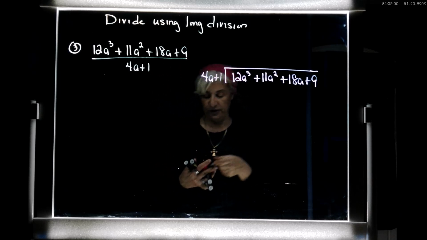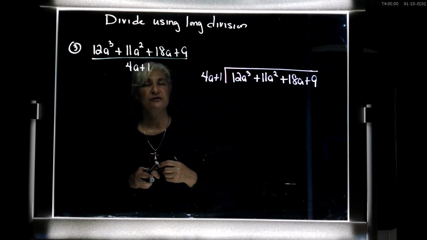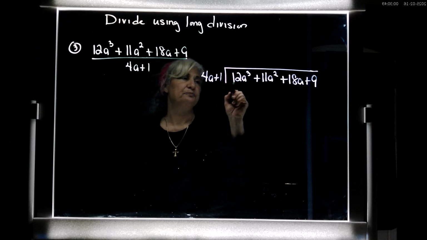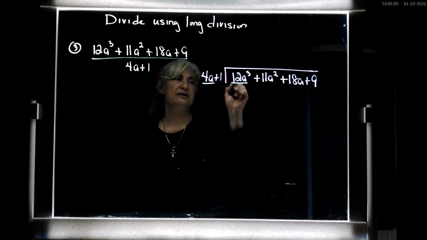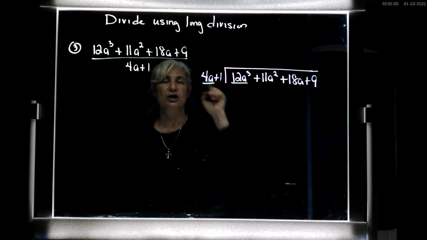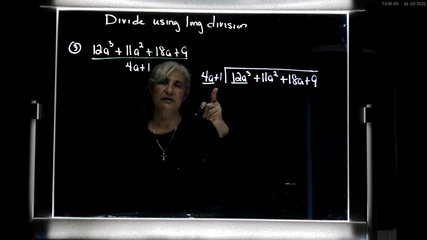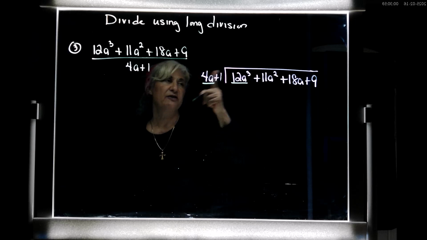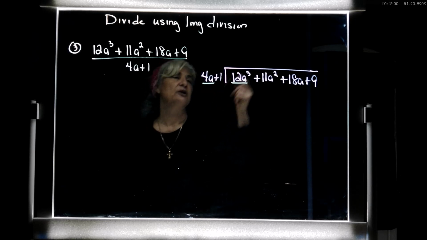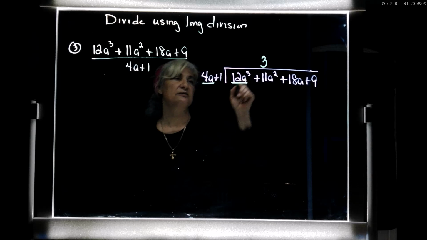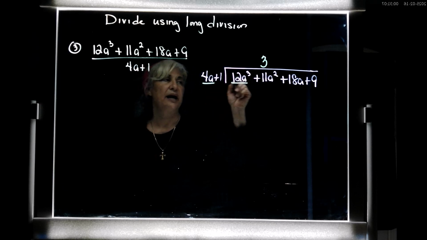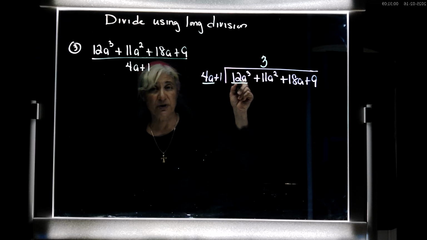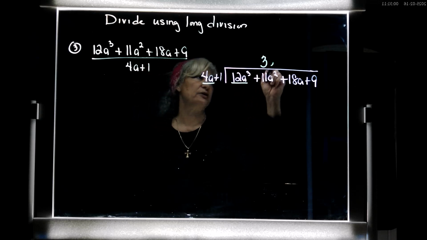Okay, so now what? First term and first term. So, what's the first term on the outside missing to look like the first term on the inside? Remember, you're multiplying. So what would you multiply by the 4 to get a 12? You would multiply by a 3. And there's how many a's on the outside? 1. How many a's on the inside? 3, which means 2 more.